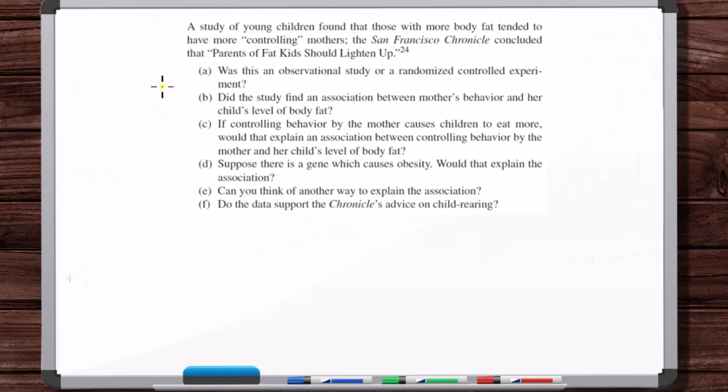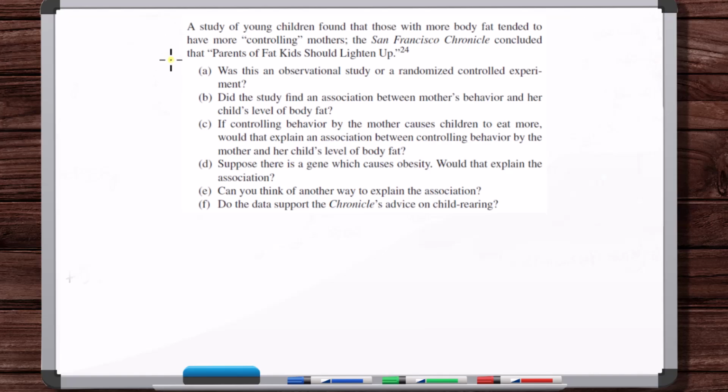So what's the key difference between an observational study and a controlled experiment? In an observational study, the subjects or the participants choose which group they're in, the treatment group or the control group. Whereas in a controlled experiment, the experimentalists choose. What would be the treatment group and the control group here just depends on the design of the experiment. Maybe the control group is mothers that aren't controlling, or kids that have less body fat. But regardless, the way this is described, it's observational.